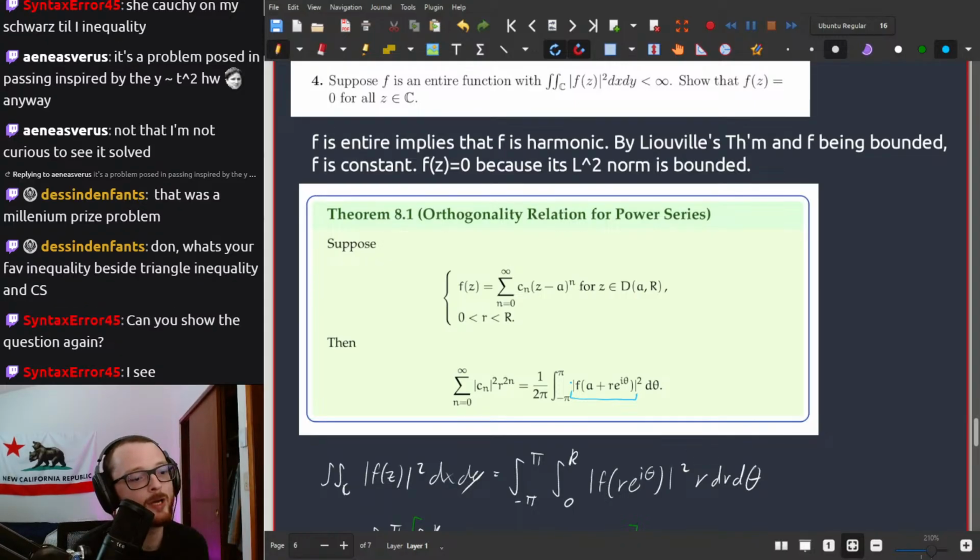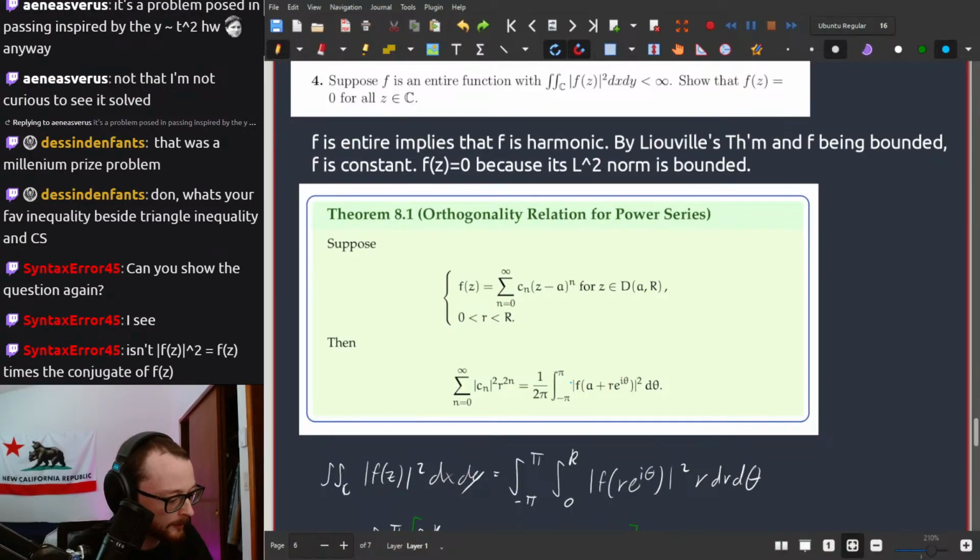My favorite inequality besides triangle and Cauchy-Schwarz. Problem posed in passing, inspired by the y proportional to t squared homework. Not that I'm not curious to see it solved. Okay. Favorite inequality besides triangle inequality and Cauchy-Schwarz. Those are like the two big ones. Oh, that's another thing I learned from my PDE class. Let me find the name of it.